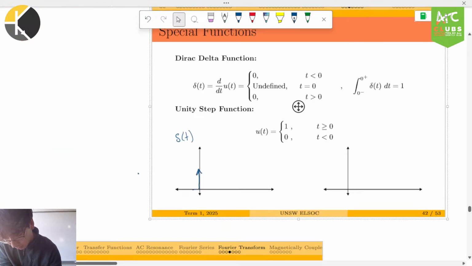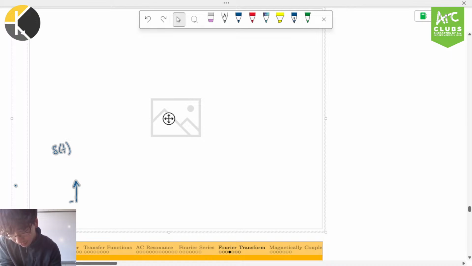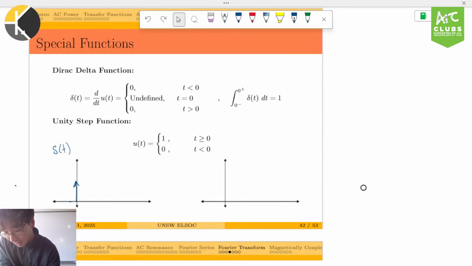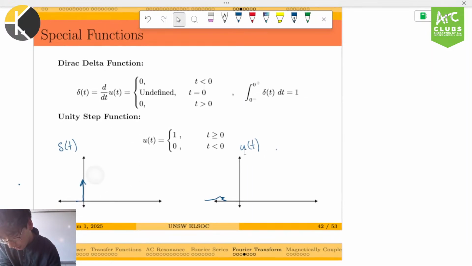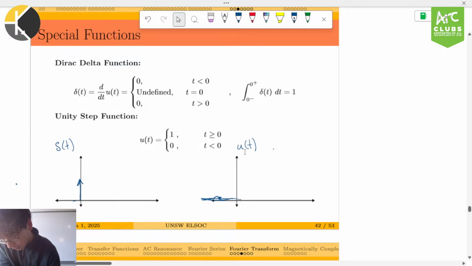Then our second function is a bit easier to understand. That's our unity step function, which is just 0 for all negative time, and then it jumps up to 1 at t equals 0. So that's time there.